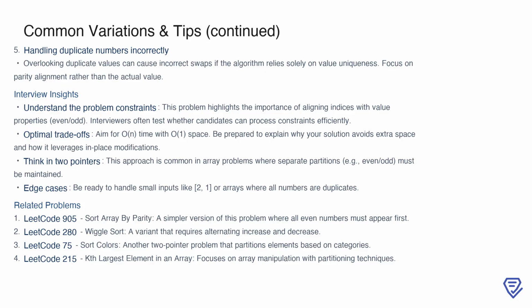For example, interviewers may test whether you can process the input in O(n) time while also maintaining O(1) space. Be ready to explain trade-offs in your approach, such as why you avoided extra space or how your solution ensures in-place modifications. The two-pointer technique is particularly important here, as it's a common strategy for partitioning arrays into separate categories, such as even and odd indices.